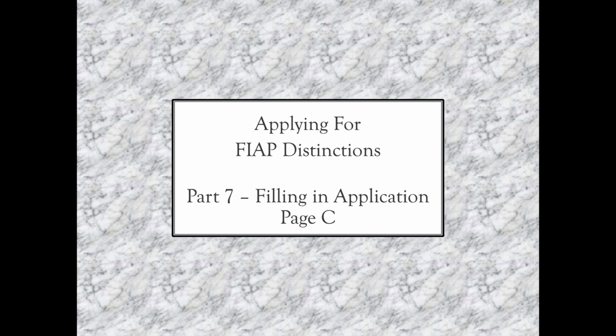This is the seventh in a series of videos aimed at assisting APS members with how to apply for FAIAP distinctions. The information in this video is intended to help explain certain key aspects of completing a distinctions application and does not replace the need to read the application documents.